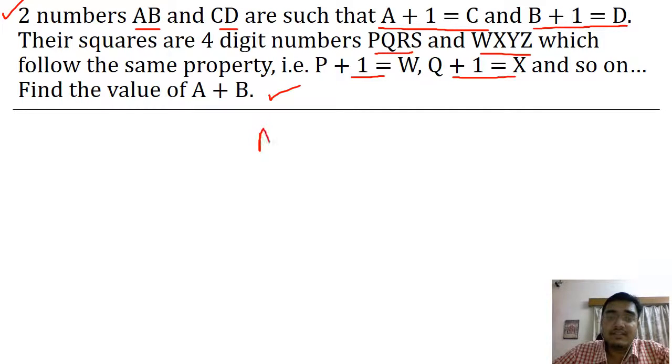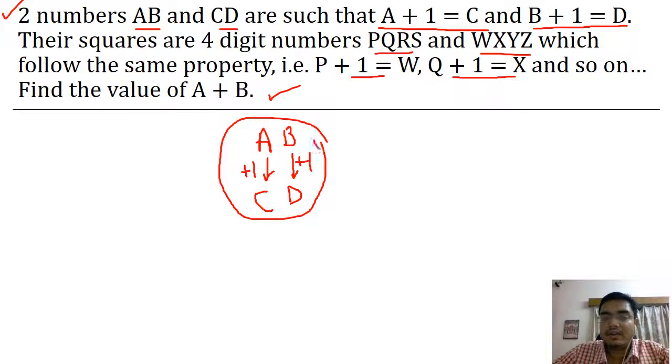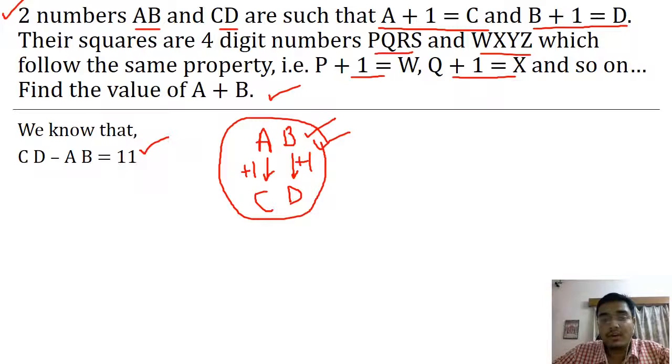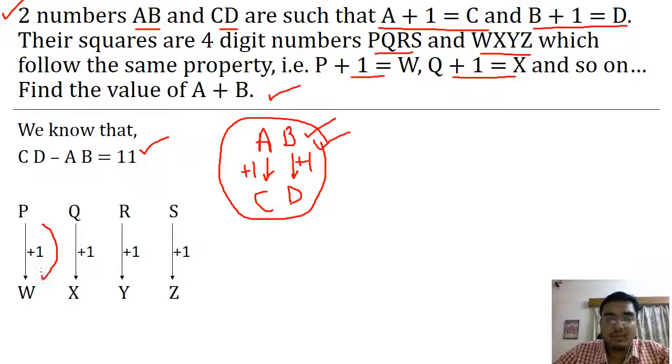So what we are given is, we have a 2-digit number AB, we have another 2-digit number CD. And what is the property that is being followed here? That when we add 1 to each digit of A and B, or indirectly they are saying that we have to add 11 to AB to get CD. So I can say CD minus AB is 11. Next, this property is followed in the squares of these numbers. So the square of AB is PQRS and the square of CD is WXYZ, and a similar property is being followed. So when we add 1 to P, we get W. When we add 1 to Q, we get X, and so on.